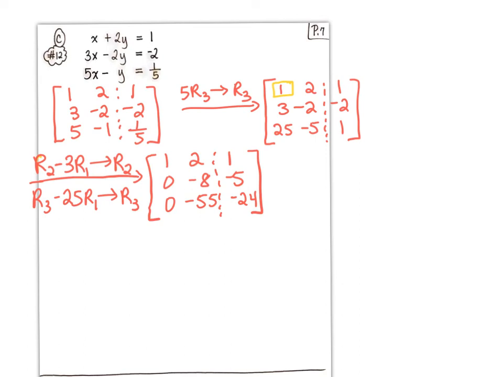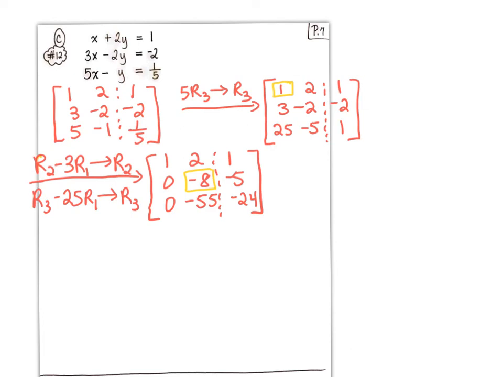Did it get hard from here? Okay, so let me help you through that. What we can do now is create a 0 here and a 0 here. In order to do that, we're going to use this negative 8 as our pivot. And what we're going to do is create zeros where we have a 2 and where we have negative 55. Okay? So now, do I need to write that or is saying it enough?